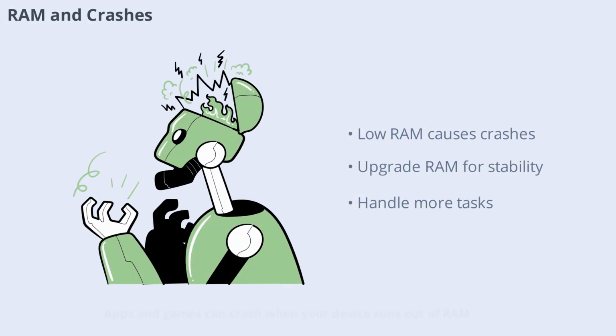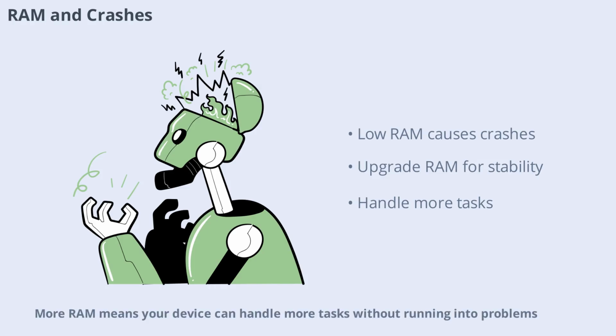Apps and games can crash when your device runs out of RAM. This happens because there isn't enough space to store all the temporary data needed to keep things running. If you experience frequent crashes, upgrading your RAM can help. More RAM means your device can handle more tasks without running into problems.